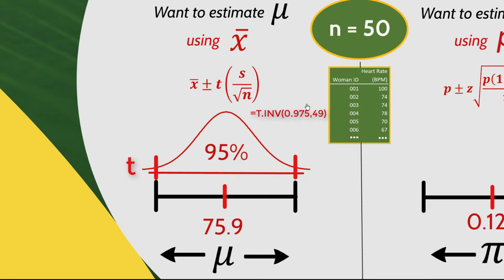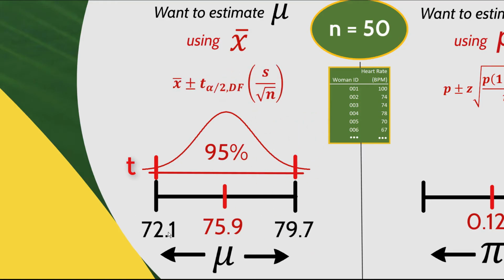And then 49 is the number of degrees of freedom, which is always n-1. Again, I'll go into more details in the t-distribution video, which I'll link to in the description of this video. And that will provide for you the t value, and you can multiply then by s on root n. And finally, we can get our two confidence limits. 72.1 is the lower confidence limit. 79.7 is the upper confidence limit.